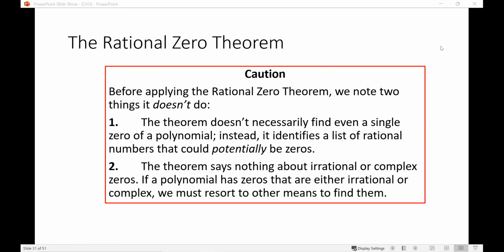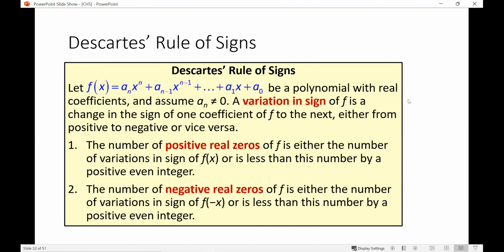So you want to be careful about what the rational zero theorem doesn't do. It doesn't necessarily find any zeros for us. It just gives us a list of the possible zeros. It also doesn't tell us anything about the irrational zeros or the complex zeros. So if our polynomial only has irrational or complex zeros, it won't give us any help. So we have some more tools.